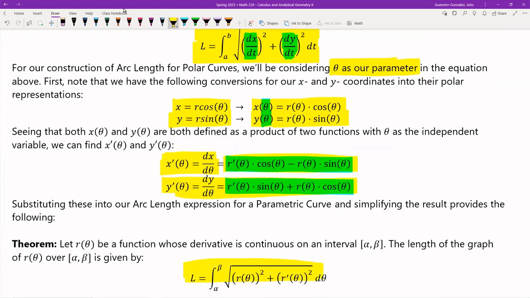This is going to be the arc length for our polar equations. So if I'm giving you a polar curve, an r of theta, and I want the arc length from some angle alpha to some angle beta, it's going to be that integral down there, okay?